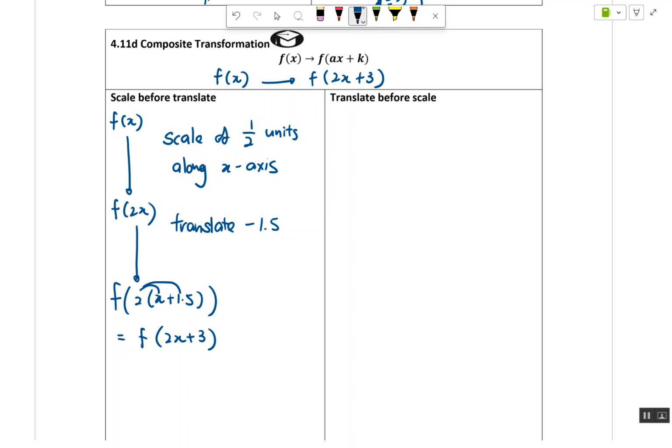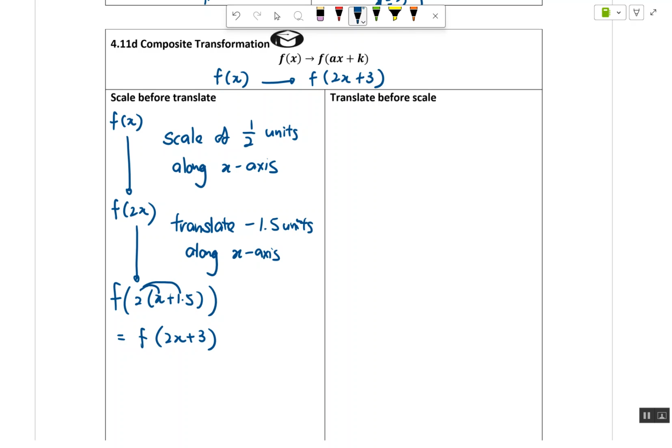Negative 1.5 units along the x-axis also. Okay, this method is not so preferred, but you have to learn the concept that if you make changes to the x, it must exist in a bracket. So if you times 2 in front to the x, and you want to plus 3, you cannot just plus 3 to the 2x. You have to plus 1.5.